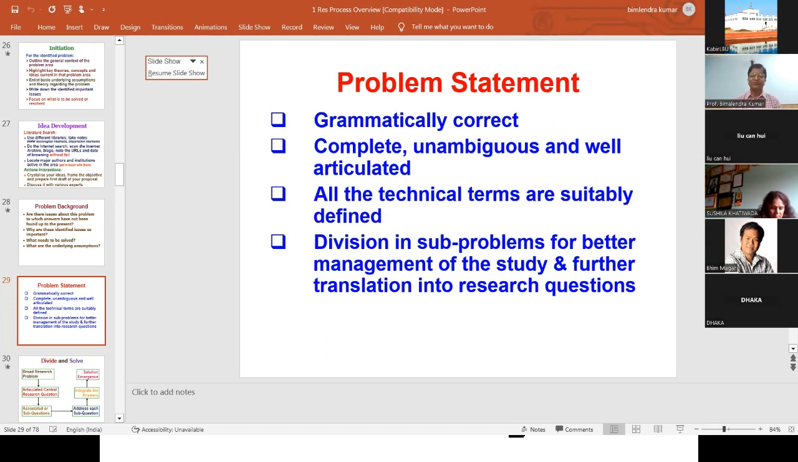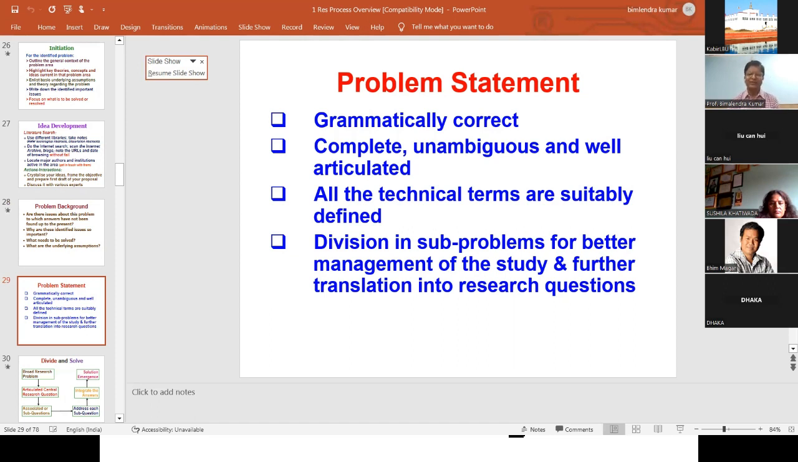Before that, we have to see whether the problems taken by a research scholar are grammatically correct. There are so many options on the internet through which a researcher can correct his language or the statements which have been written, whether they are grammatically correct or not. Then the problem must be complete, unambiguous, and well articulated.